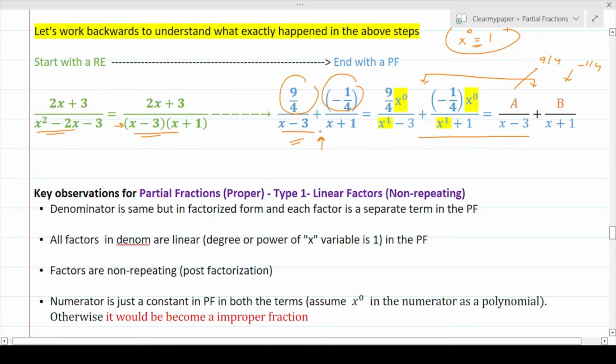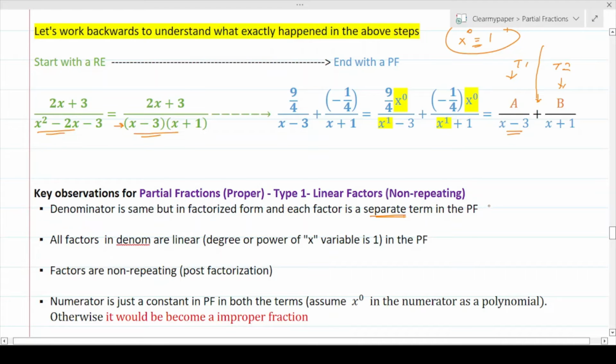If you see all the denominators in the blue color, let me just make some space here, it's the same denominator. So it's not changing. The only difference is that over here the two factors are multiplied together. On the right side, in the partial fraction, these factors are broken down into individual, separate terms. That's what it means. This plus symbol separates this term 1 and this term 2. So the same denominator is separated. The factors remain the same, x minus 3 and x plus 1, but they are separated out here.